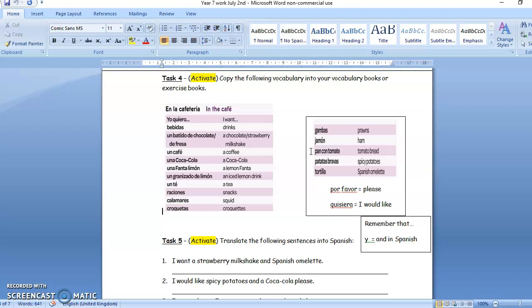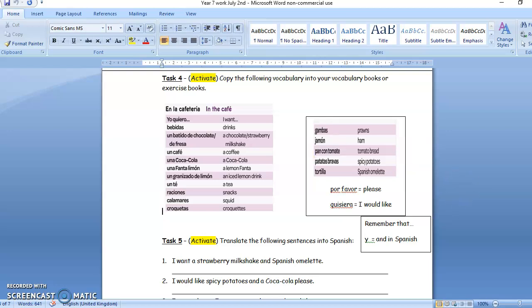So, pan con tomate is simply like a baguette sort of bread, and you'd perhaps rub some garlic on it, and you'd have tomatoes on it. The tomatoes wouldn't be cooked; they would be raw.